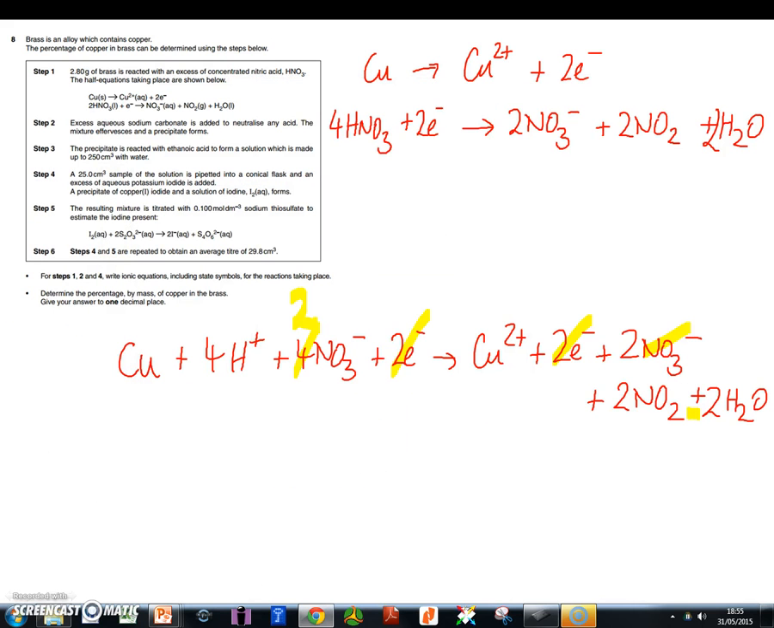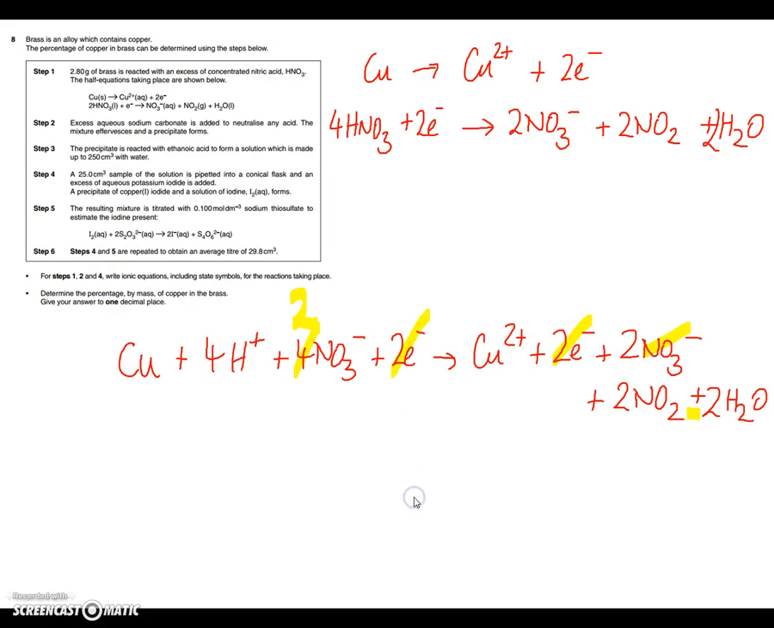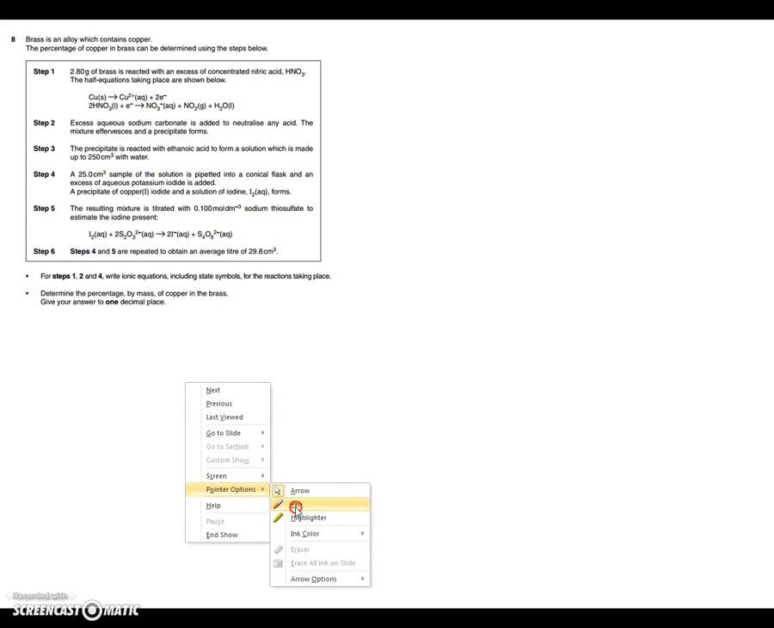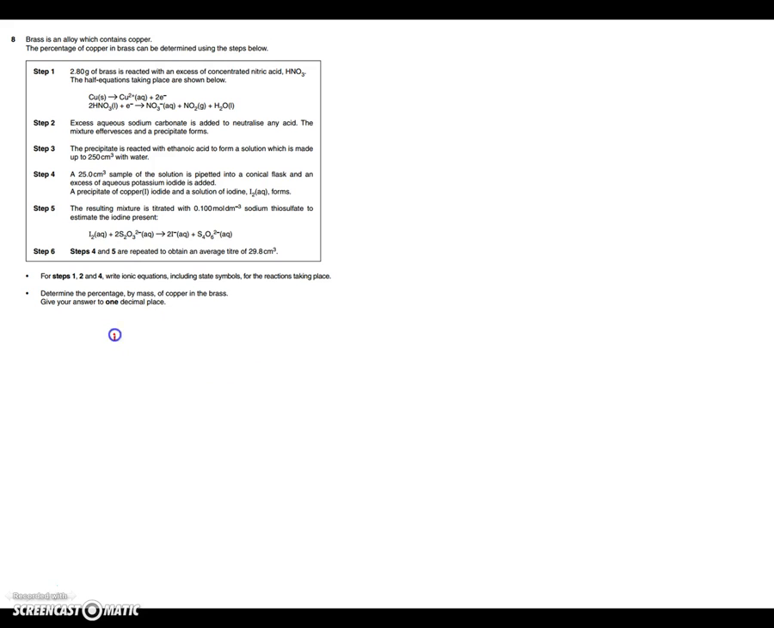So moving on, so that's step 1. Step 2, excess sodium carbonate is used to neutralise any acid. The mixture effervesces and a precipitate forms. So we've got sodium carbonate neutralising acid, so we're going to be having a reaction between hydrogen ions, which is the acid, and carbonate ions, and this is, or should hopefully be, very basic chemistry for you.